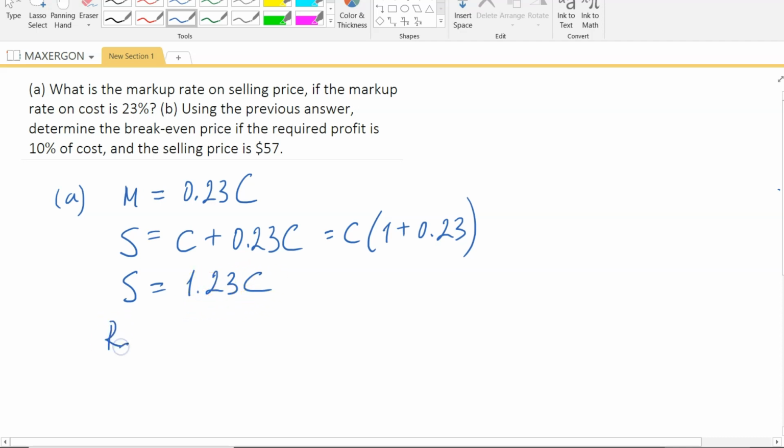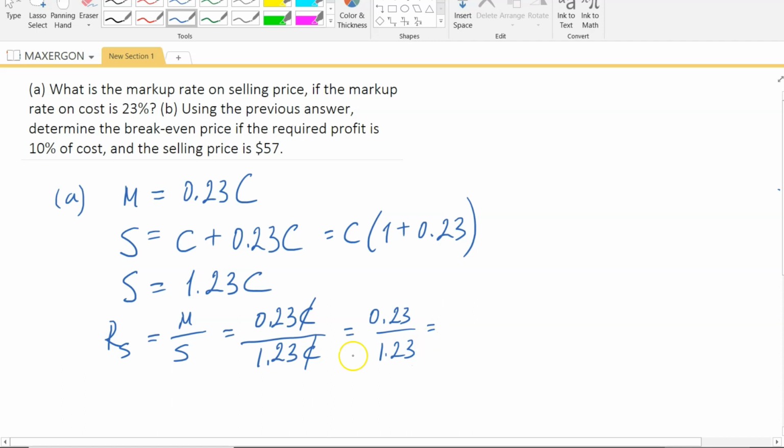Markup rate on selling price, we'll call it RS, is equal to markup divided by selling price. So it's going to be 0.23 C divided by 1.23 C. C will be cancelled because C divided by C is 1. We're left with 0.23 divided by 1.23. If we compute it, we obtain 18.70% rounded to 2 decimals. This is the markup rate on selling price, which we now need to use to find the answer for B.